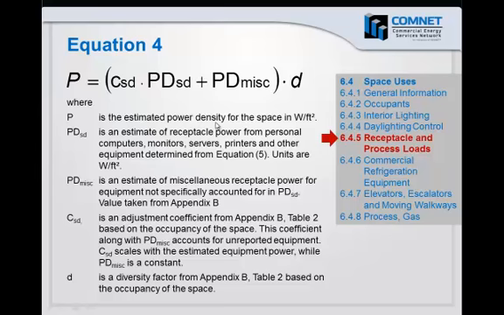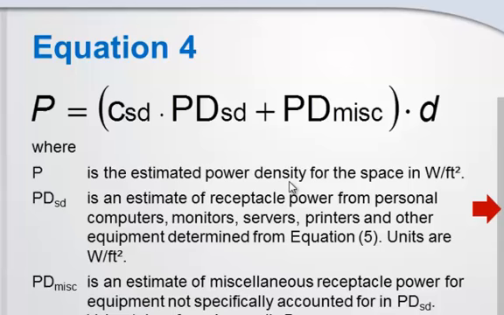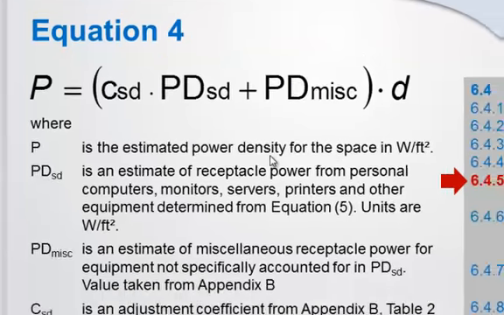So this is equation 4. This would be method 2 or 3. P is the power density in the space in watts per square foot. PD, power density sub SD, is the estimate of receptacle power from computers, monitors, servers, printers, copy machines, and so forth, which is determined from equation 5.